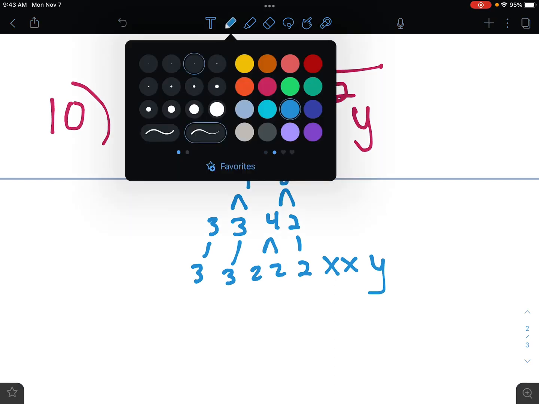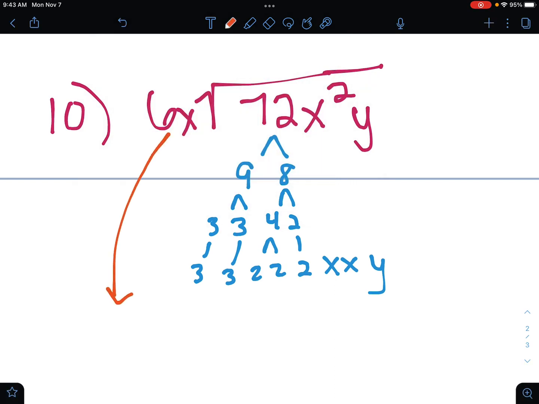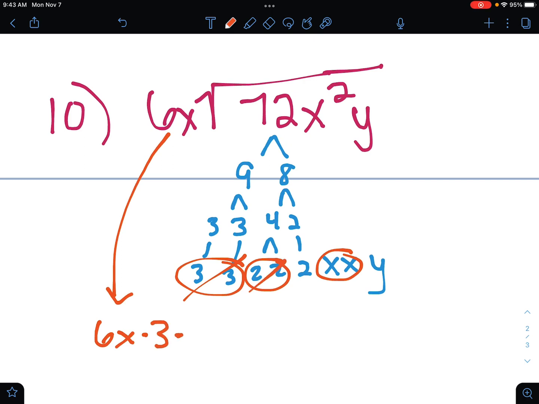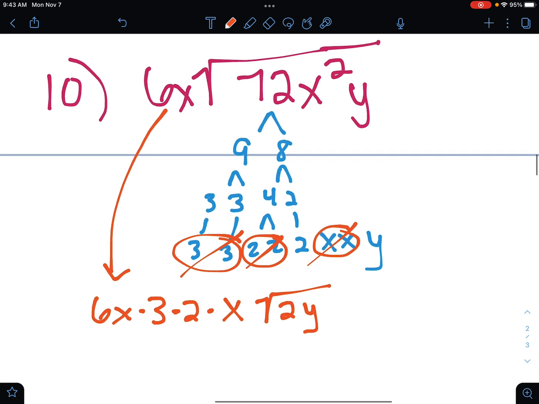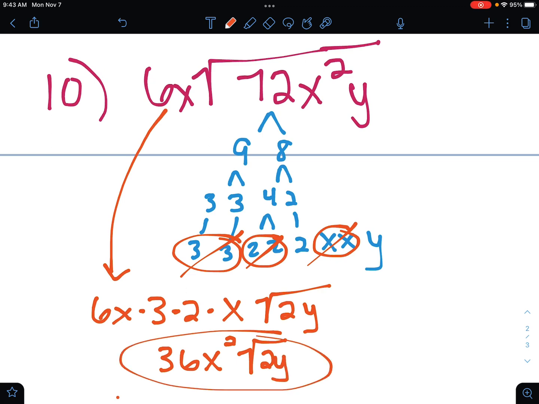So this is a square root, so we need groups of 2. But remember, we got to bring that 6x down that's out in front. Okay, I'm going to circle my groups of 2's. Pull 1 out for each group. Anything that didn't have a partner stays inside. Multiply everything on the outside. So 6 times 3 times 2 would be 36. X times x is x squared. Multiply what's on the inside, and there's your simplified version.